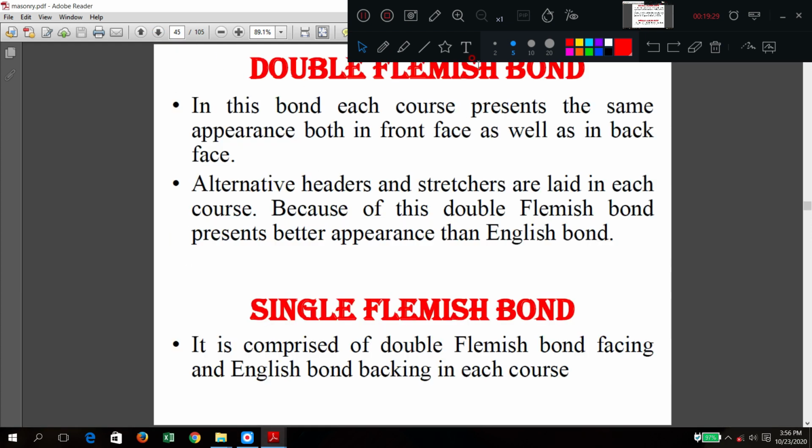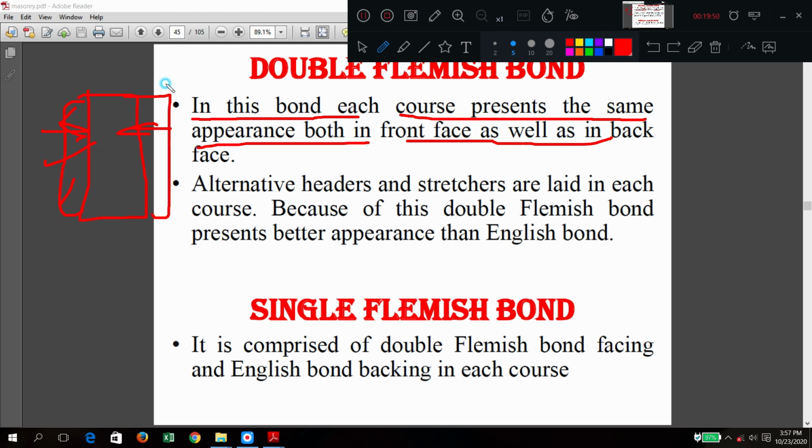Here we have double Flemish bond, single Flemish bond. So what is happening in double Flemish? This is just a name given. In this bond, each course presents the same appearance on front and back. Means what? Here also stretcher, here also stretcher. Whatever you are seeing here, if that same appears here also, we call it double Flemish bond. Okay?